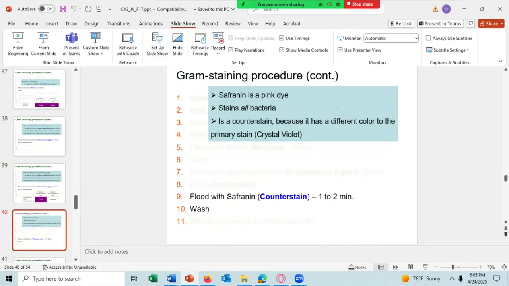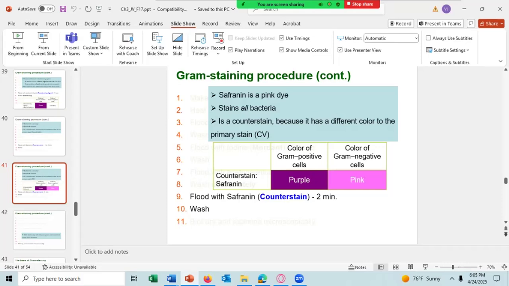You then flood the slide with safranin. It's this counter stain. You apply it for 1 to 2 minutes. Then pour it off, wash with cold water. Blot it dry, look at it under the microscope.